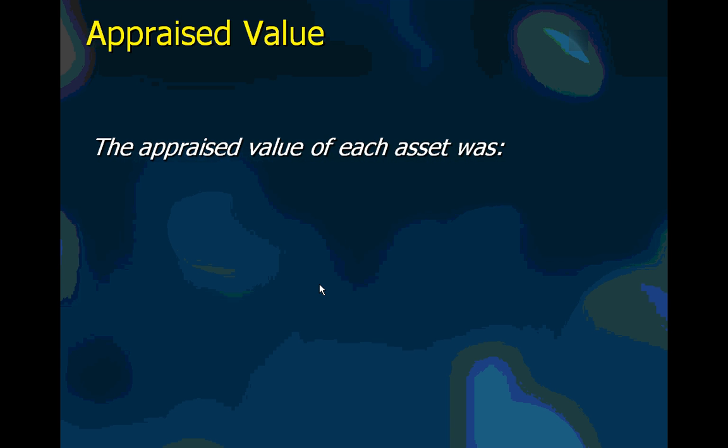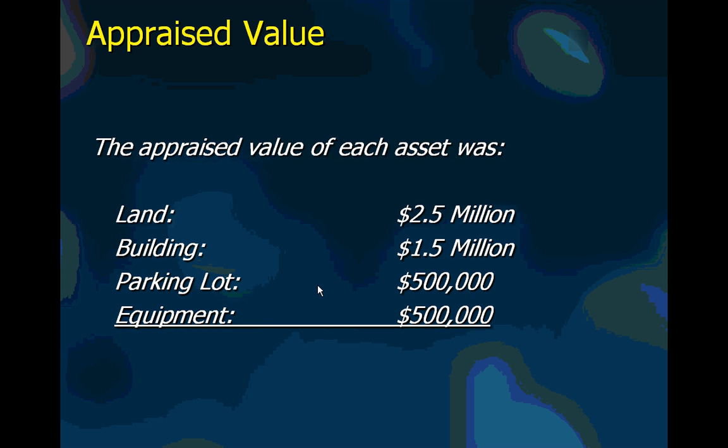And so in this problem, the appraised value for this apartment purchase was as follows. Notice the appraised value adds up to $5 million. Well, what was the purchase price? They only paid $4 million. So one thing we got to watch out for is that just because the appraisal comes at a certain amount doesn't mean that that's what they paid. These numbers can be different. In fact, in most cases, they are different.